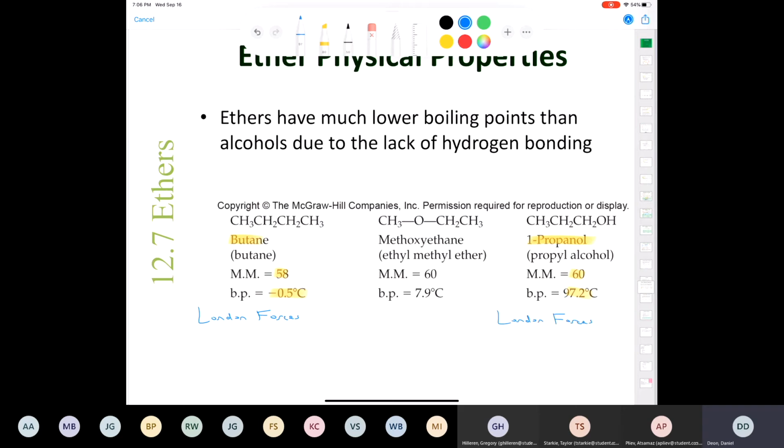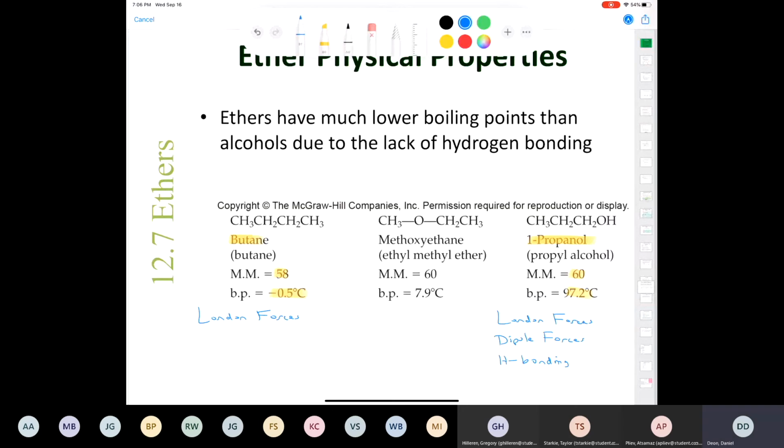And then we said 1-propanol also has dipole forces because there's a dipole between the carbon and the oxygen and the hydrogen and the oxygen. So we said it's also got dipole forces. But we said what makes 1-propanol have this really high boiling point is that it has the capability to do hydrogen bonding, okay? And so it has this really high boiling point.